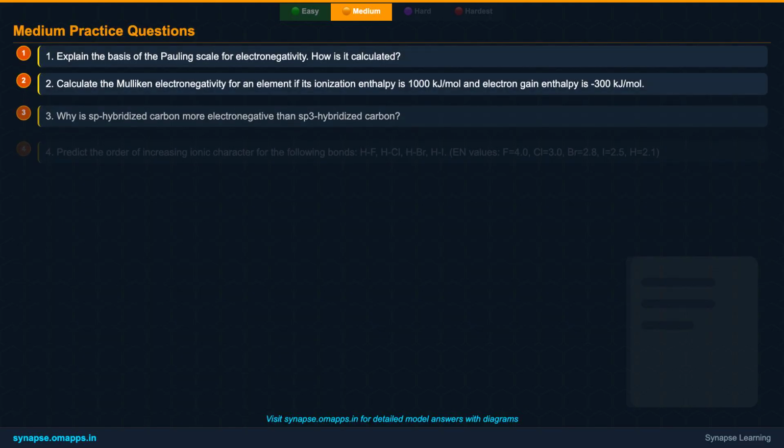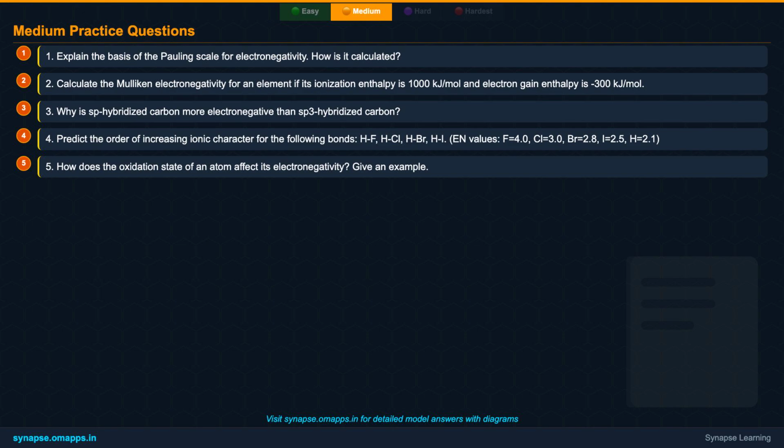Now, let's challenge ourselves with 5 medium-level questions. These will require you to apply your knowledge of the Pauling and Mulliken scales as well as the advanced factors influencing electronegativity. Take your time, think critically, and work through each problem. This is a great opportunity to reinforce your learning.